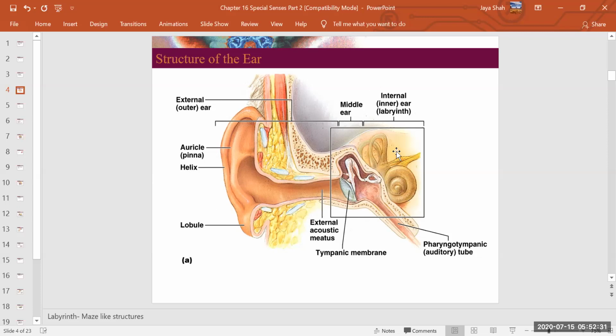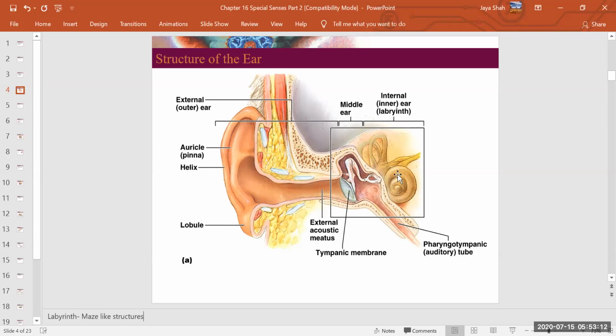The inner structure is the bony inner ear, the bony labyrinth. And then inside the bony labyrinth there is the membranous internal ear, which we cannot see in this diagram. The bony labyrinth has three parts. This is called the cochlea of the bony labyrinth. This middle part is called the vestibule of the bony labyrinth, and these three half canals are called the semicircular canals of the bony labyrinth.